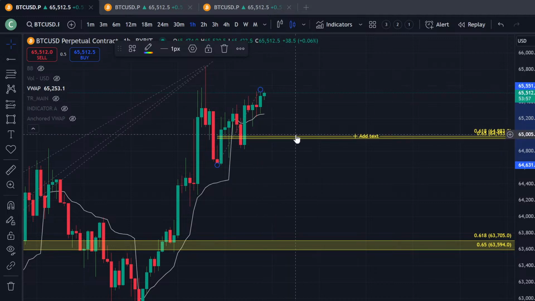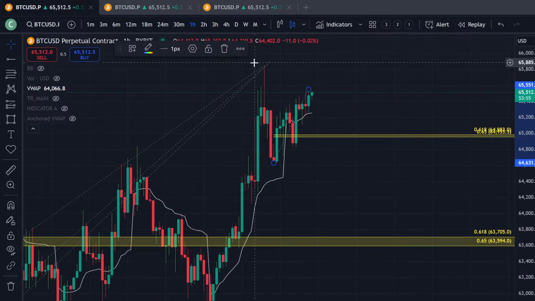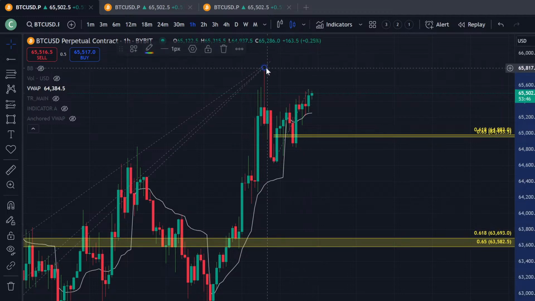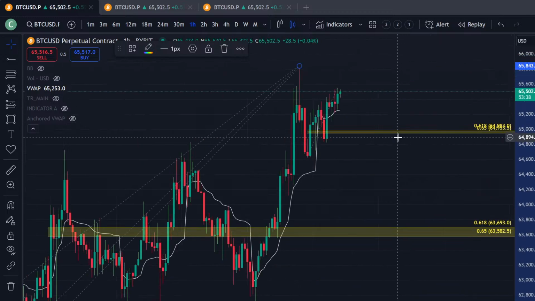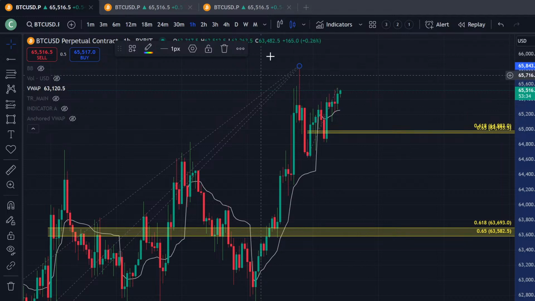But I wouldn't take a long from this area because we're so close to support and we have a lot of support above us. Of course, we could take a scalp long, but I'm not a scalper. I wouldn't take a prolonged long from this area. I wouldn't take a long that I expect to go to 70K. I'm already long from down here. So I wouldn't enter a new long for a day trade right here because I have resistance right above, and longing straight into resistance is stupid.